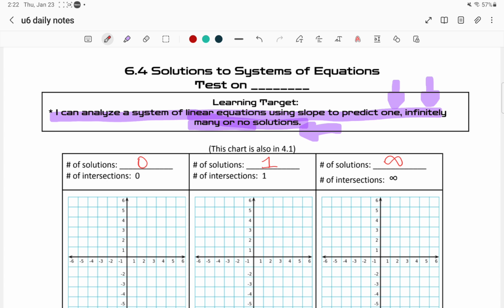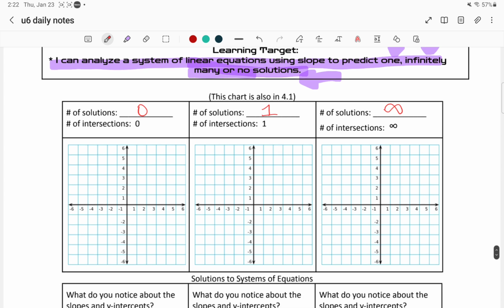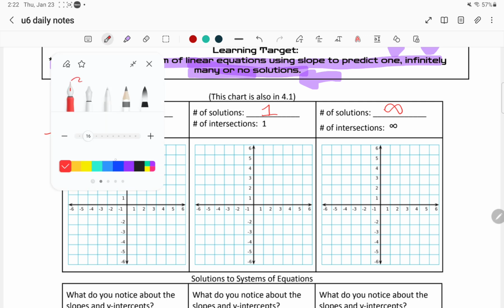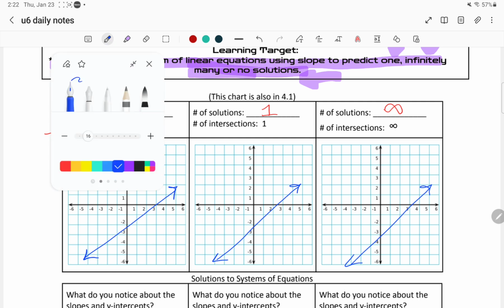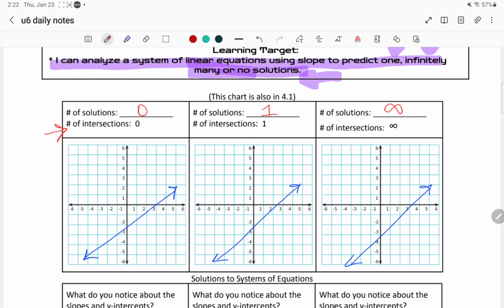Now we have a system. We have two equations at the same time, which means on a graph, I have two lines. So the number of solutions is directly correlated with the number of intersections when graphed. Just to set this up, I'm going to draw a line through each graph. It doesn't matter exactly where. We're just drawing a rough picture of what each of these looks like on a graph.